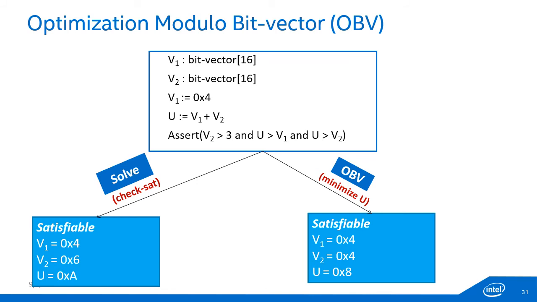On the input, there is a bit vector formula. So we have bit vector variables, bit vector constants, and some bit vector expressions, assertions. And then one can either solve the formula or solve it and guarantee that some bit vector is minimal. So in this particular case, on the left-hand side, we have a solution, and on the right-hand side, we have a solution which guarantees that U is minimal. So that's the problem of OBV, optimization modular bit vectors.